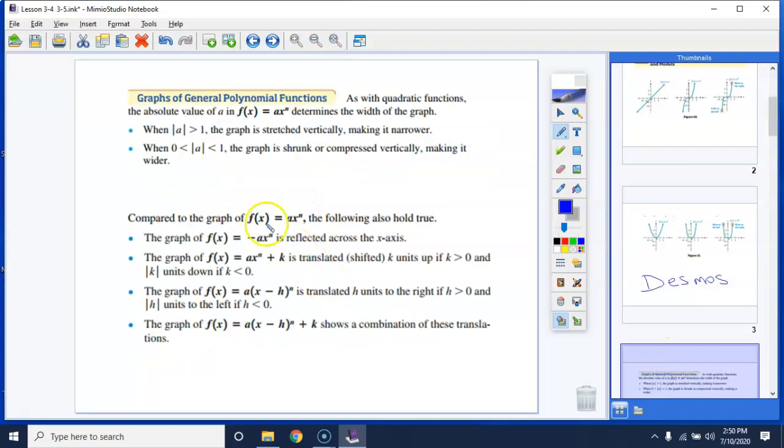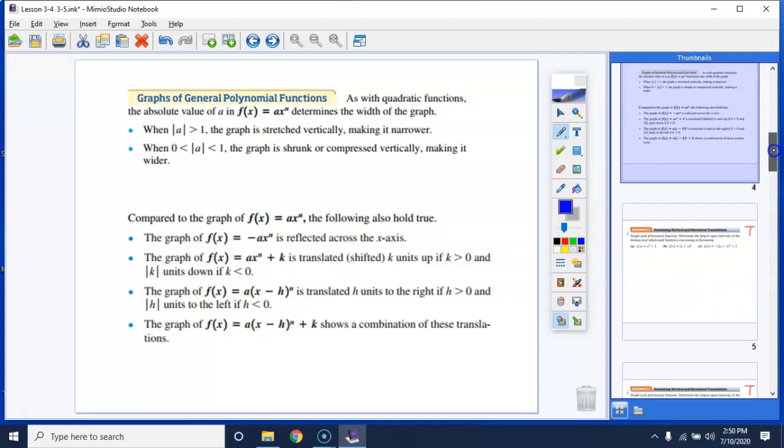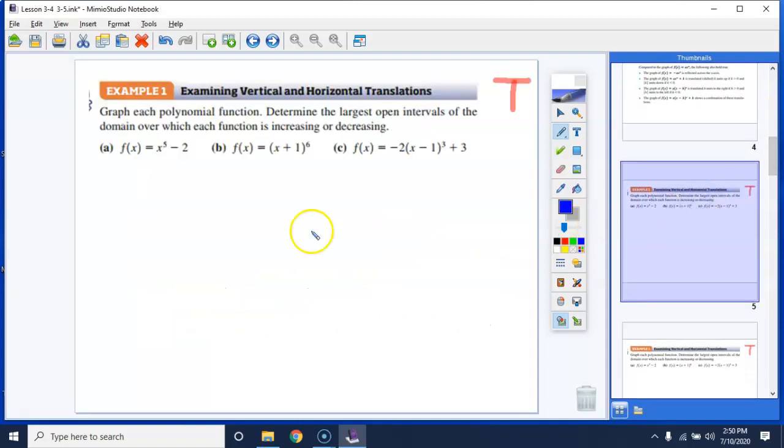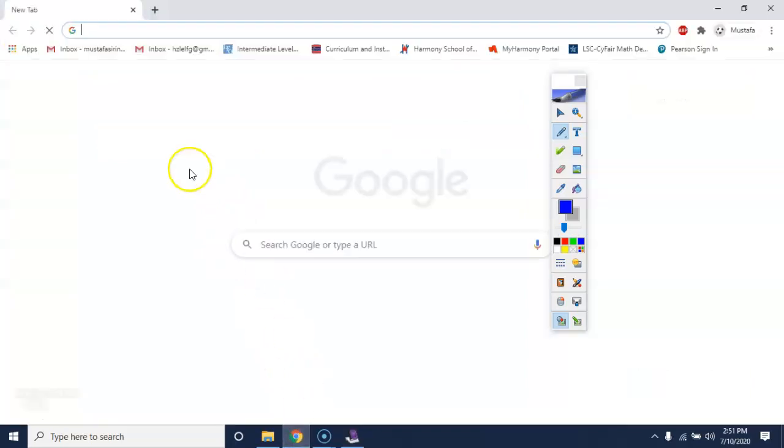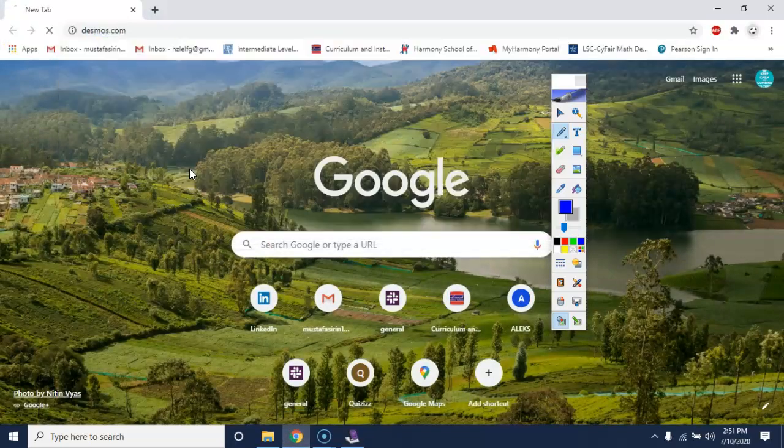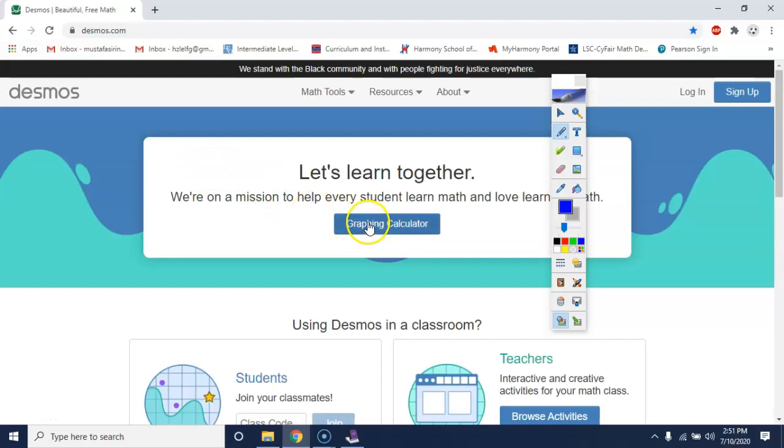And here you can see how to graph by hand. There are some rules here, so you can follow and graph them. But I choose to use the Desmos website to graph them. And here we are, graph each function. Let's say on the first one, f(x) equals x to the fifth power minus 2. Again, go to Google, go to desmos.com.